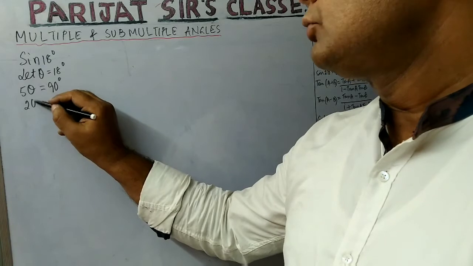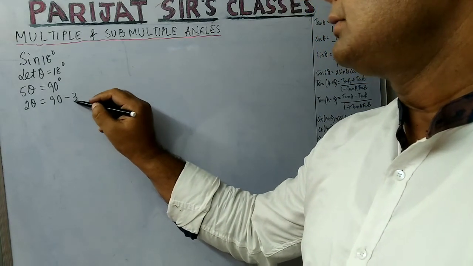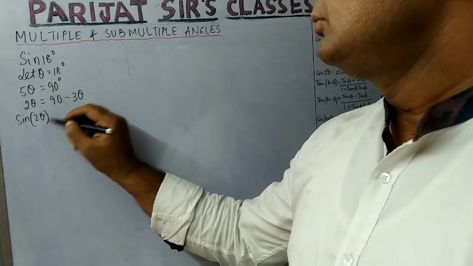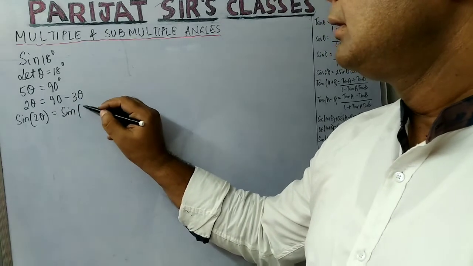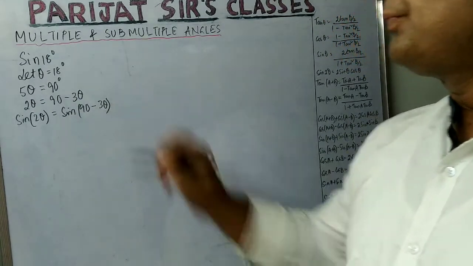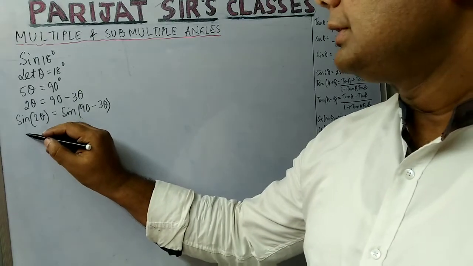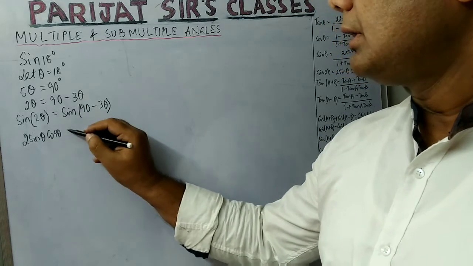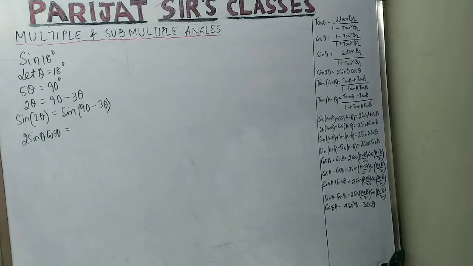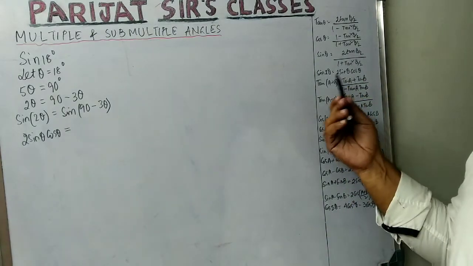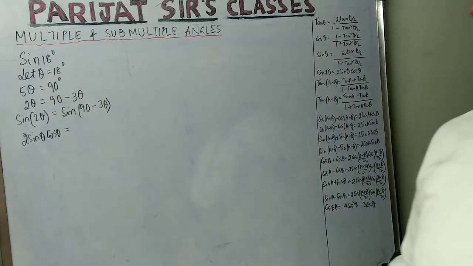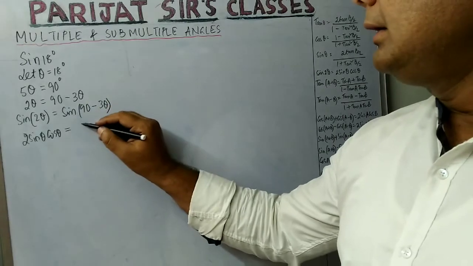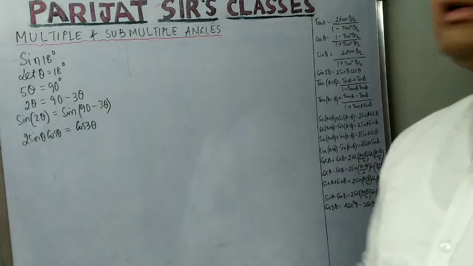So I am breaking it as 2 theta equal to 90 minus 3 theta. Apply sine on both sides. So sine 2 theta will be sine of 90 minus 3 theta. Okay. So sine 2 theta is 2 sine theta cos theta, which I have written here. You have to memorize all these formulas, so it will be better for you. And sine of 90 minus 3 theta will be cos 3 theta.